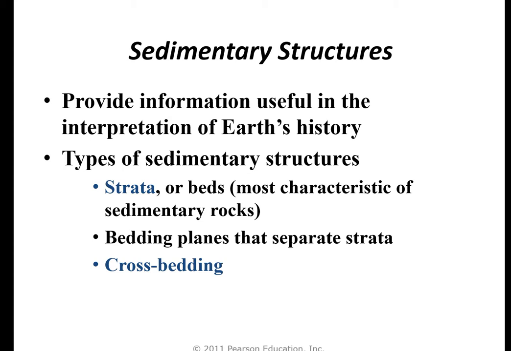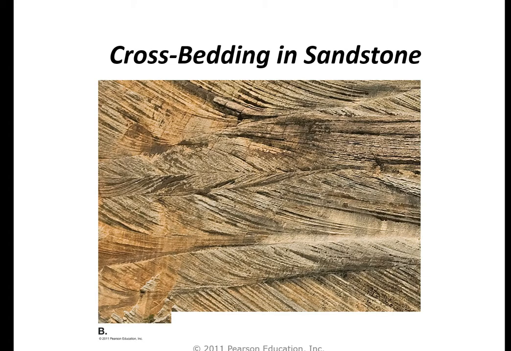The structures of sedimentary rocks can provide a useful informational tool in the interpretation of Earth's history. And the types of sedimentary structures include the strata, or beds, most characteristic of sedimentary rocks, bedding planes that separate the strata in the rocks, and cross bedding, where two different layers cross over each other. So here is some cross bedding in sandstone, where the different deposits have been deposited there by water, wind, erosion, ocean life, and you see the different layers there.